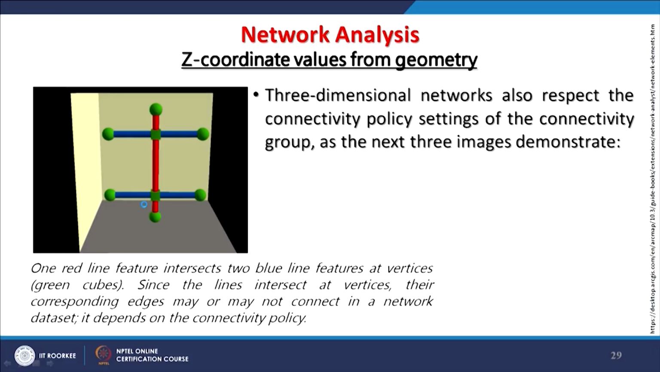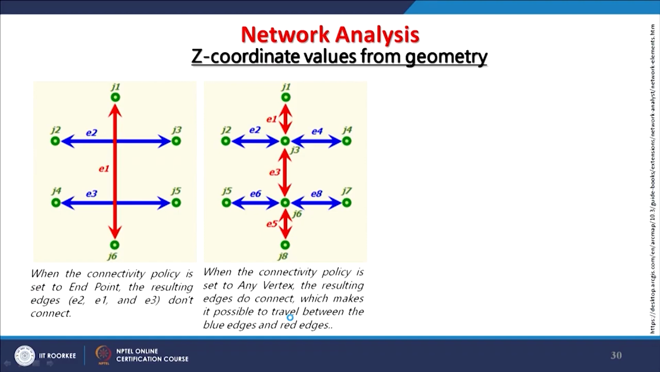So if we want the connectivity, then junctions are required. Like here, one red line feature intersects with the two blue line features, the top one and the bottom one. And since the lines connect at vertices, their corresponding edges may or may not connect. A network dataset depends on the connectivity policy. So that much information is required when we are dealing with the Z coordinate. Things become really complicated, but if everything is organized and elevation information is kept in our database, then 3D analysis can be performed very easily using the network.